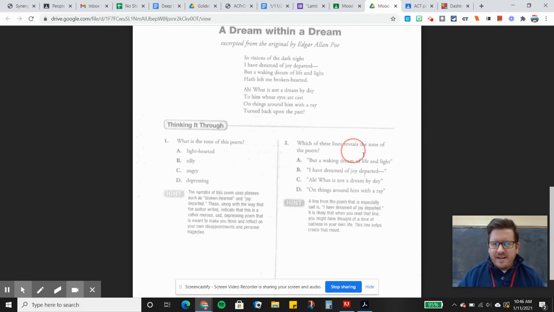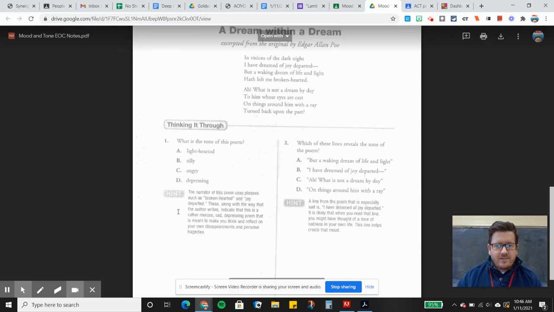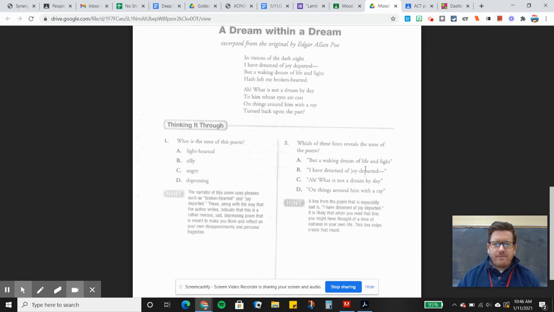All right, so which of these lines reveals the tone of the poem? And this is key. When we do exercises like this, we always want to ground our thoughts and ideas in the text that we're reading. We can't say, "Well, I think the tone of this thing is lighthearted and happy-go-lucky." You can't just say that without tying it to a specific line. So if we're going to say that the tone of this poem is depressing, which of these lines is going to give us that tone the best?